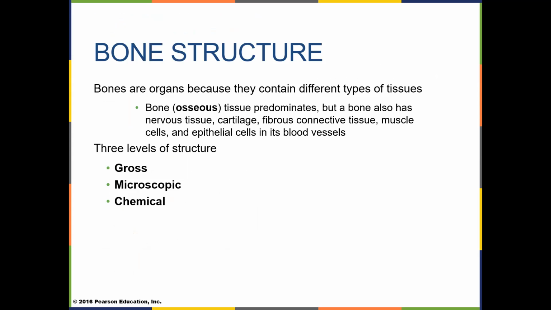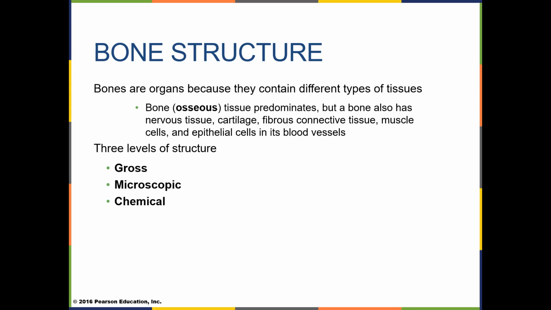Now, bones are considered an organ because they're not just a mass of calcium. There are a variety of bone cells. There are bone builder cells called osteoblasts. There are bone destroying cells called osteoclasts. There are osteocytes, the living bone cells, and there are bone stem cells that can make all the other three types of bone cells.